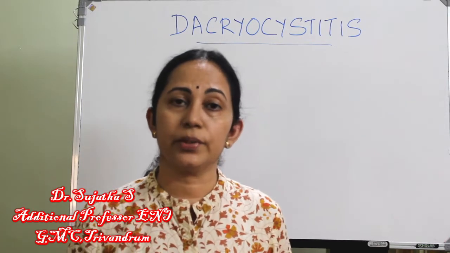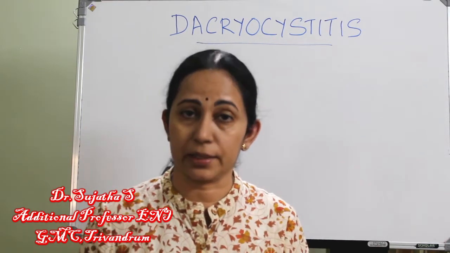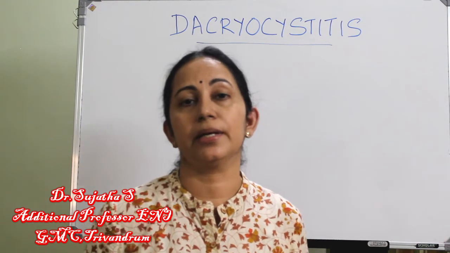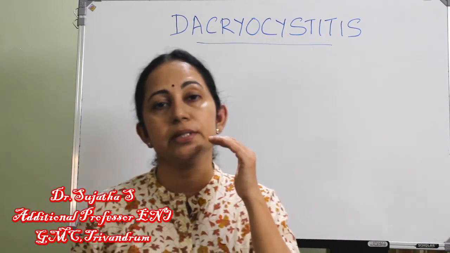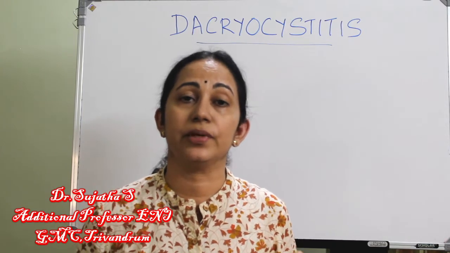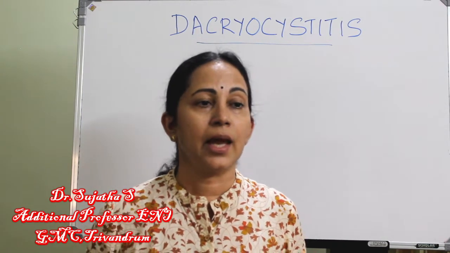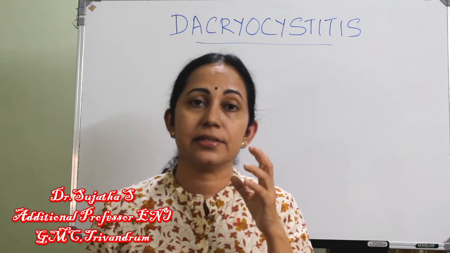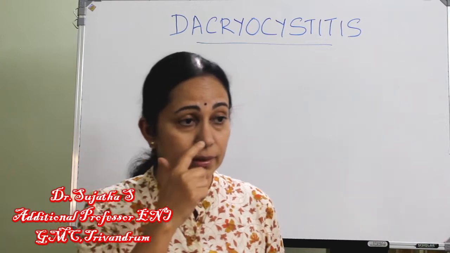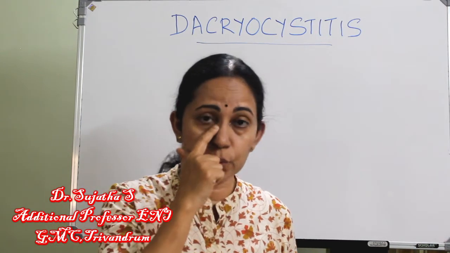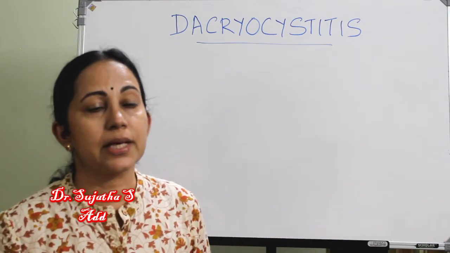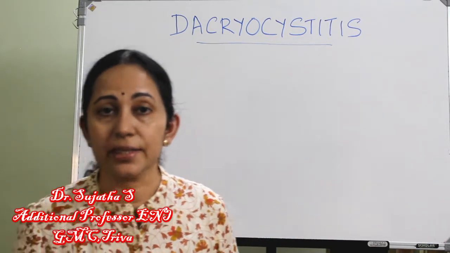So I already told you that there is inflammation of the lacrimal sac. Normally the tears flow through the nasolacrimal duct into the nose, and whenever there is an obstruction of the nasolacrimal duct, there will be excessive collection of tears inside the lacrimal sac. And when there is infection, this lacrimal sac will bulge on the face, on the inferomedial aspect of the medial canthus. This dacryocystitis is appreciated clinically also.